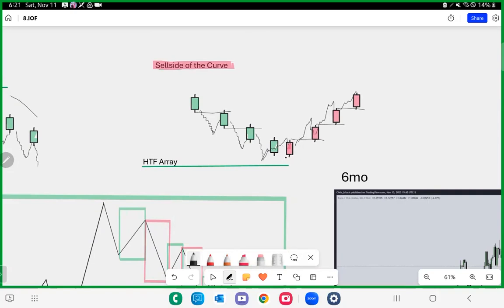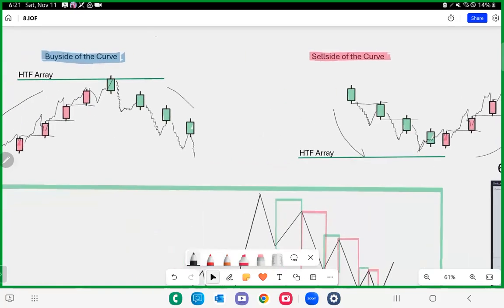And then maybe we have a failure swing or we tap into the array. And then now price transitions, it goes from sell side of the curve to buy side of the curve. All right. This understanding is fractal. There is no time frame attached to this depiction.